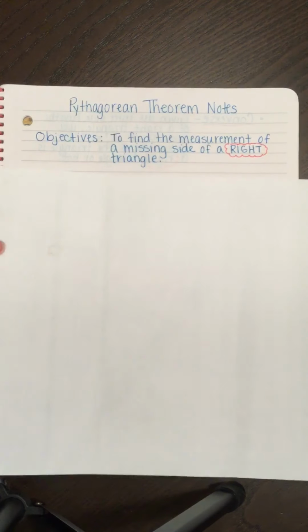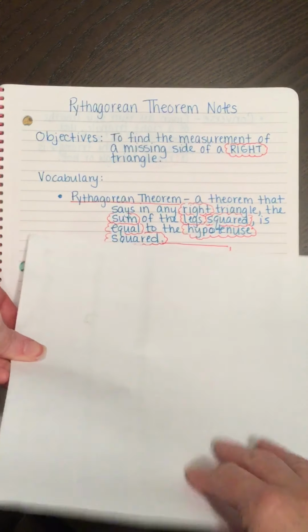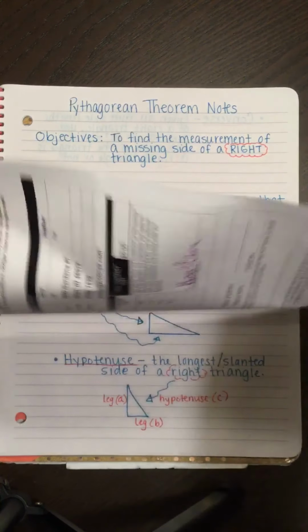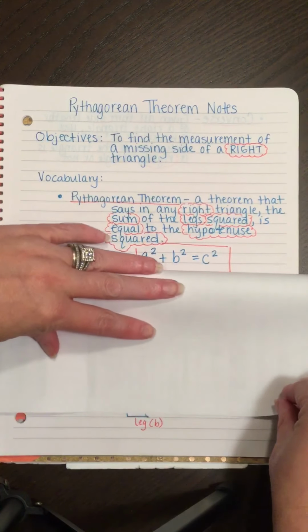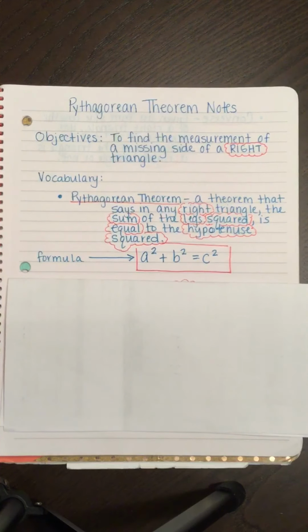Okay. So we've got quite a bit of vocabulary here. And actually, give me a moment. I'm going to fold this to make it easier. Okay, so here's our first piece of important vocabulary, and that is the term Pythagorean theorem.